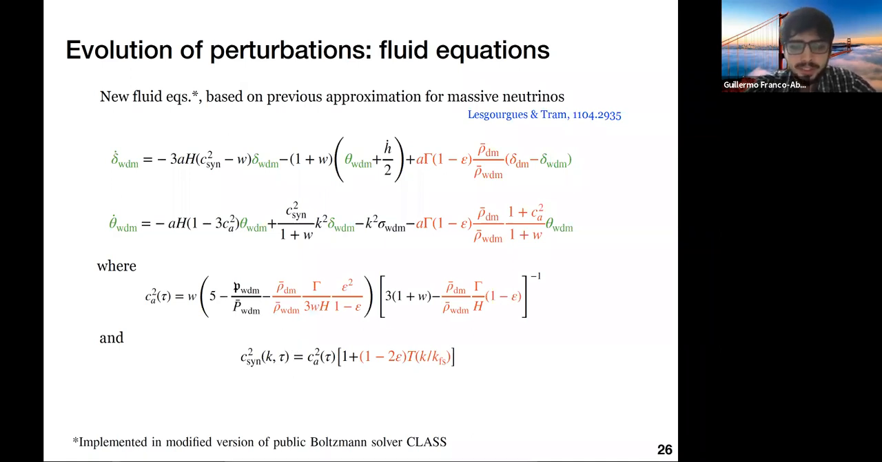I don't want to enter into the details of these fluid equations, but the only thing I would like to remark is that the terms that I'm highlighting here in red are the terms that appear due to the decay. If we set all these red terms to 0, we are essentially recovering the fluid equations for massive neutrinos that have been proposed in the past. The advantage of them is that they massively speed up the computation, reducing the CPU time from 1 day to only 1 minute, and therefore allowing us to now perform a full parameter scan.